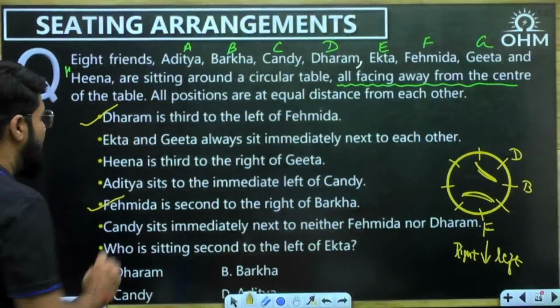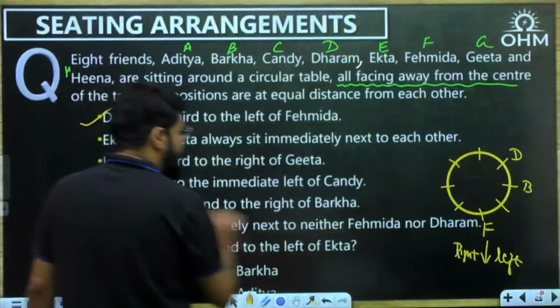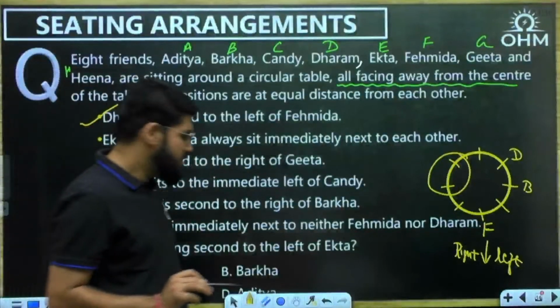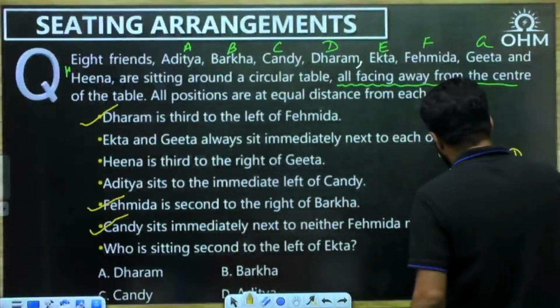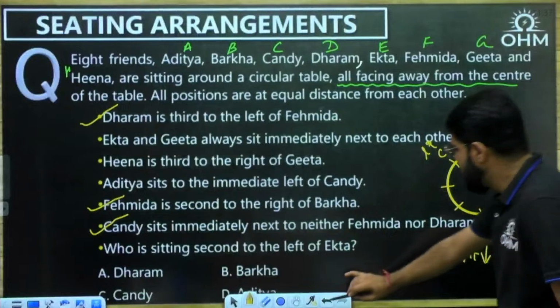And Aditya is immediate left of Candy. The Candy statement is done; Candy will come anywhere here. But Aditya is left of Candy, so where should Candy be? This is Candy facing outside. This is the left side, so Aditya will come on the left side.